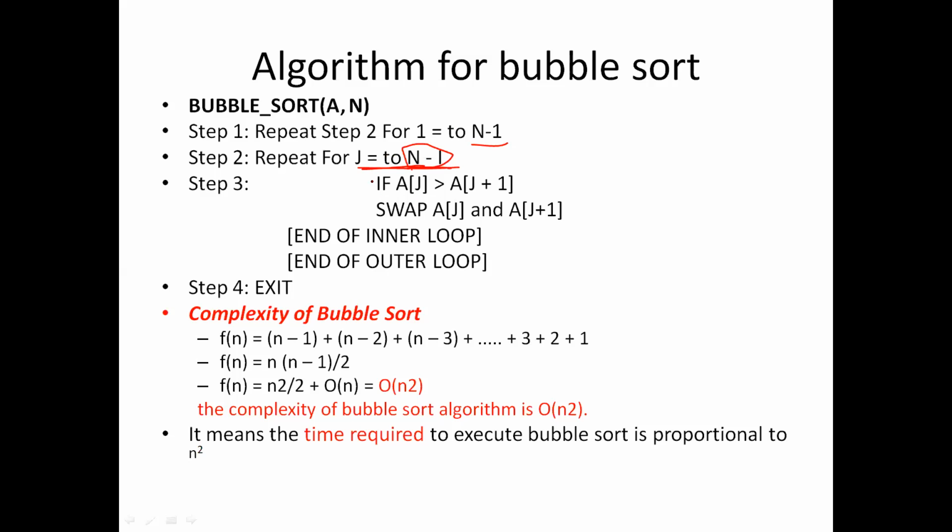Then it goes inside and I check the swapping concept. This is a swapping function. You know about swapping very well. We take a temporary variable and do the swapping. Here it is j equal to n minus 1. N minus 1 only.